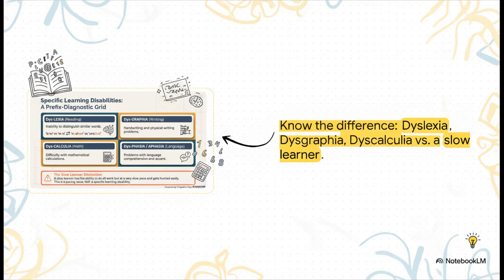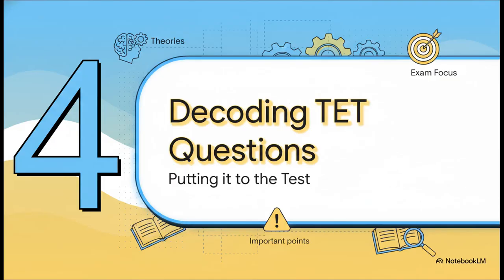But, and this is a huge but, look at that note on the bottom. This is a classic exam question. A slow learner is different. They can get the work done, they just need more time. It's an issue of pace, not a specific disability like the others. Don't mix them up.